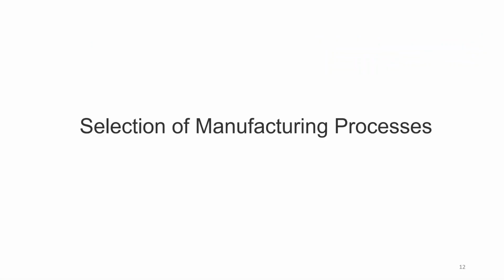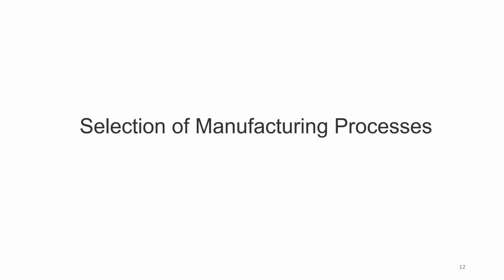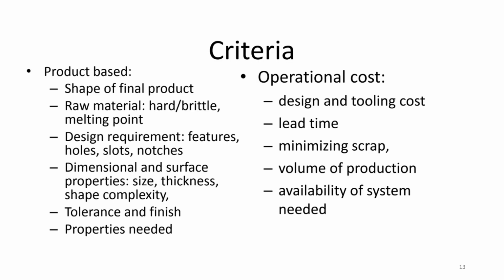So the first chapter is selection of manufacturing processes. Firstly, criteria, so product based. There can be different criteria for selection of manufacturing processes. You can choose your manufacturing process based on the product that you require, on the properties that are required, or on the cost of the particular manufacturing process.